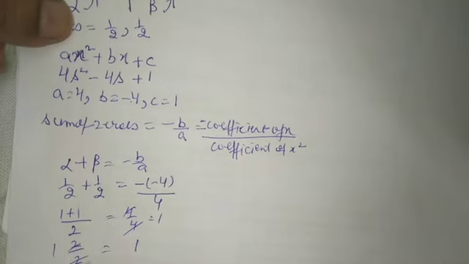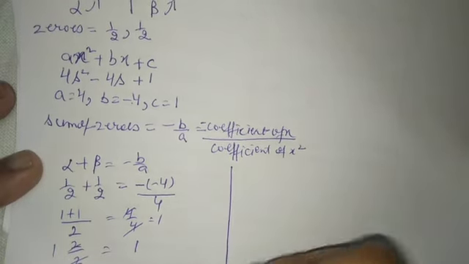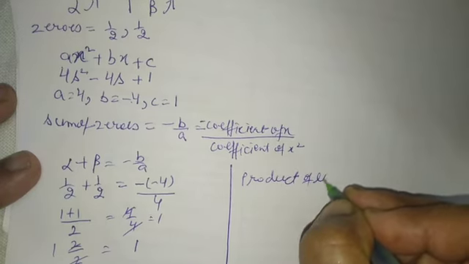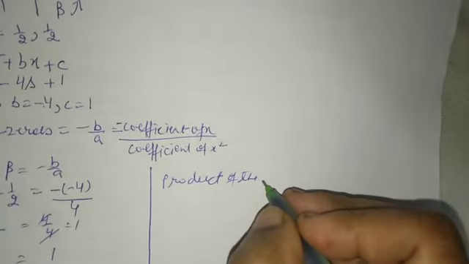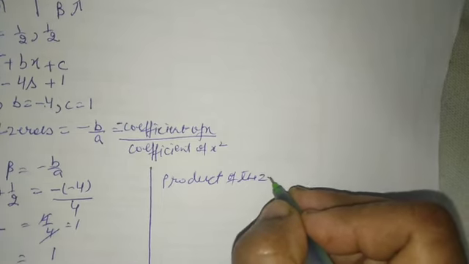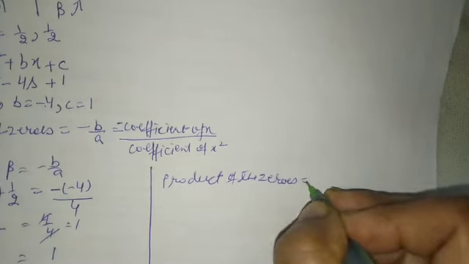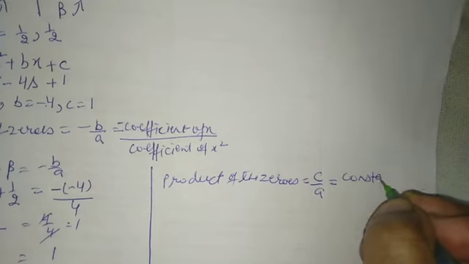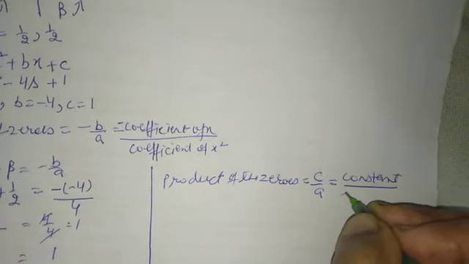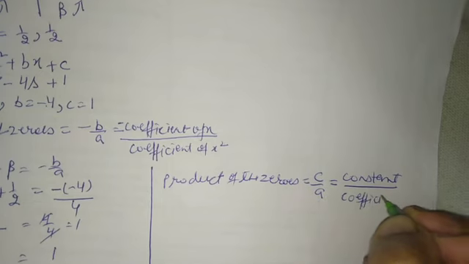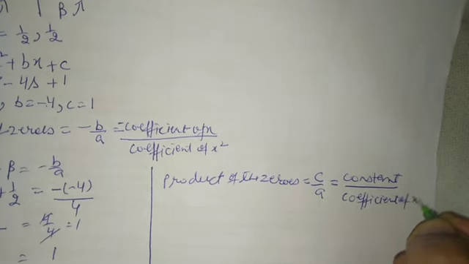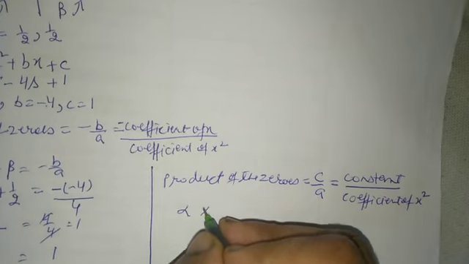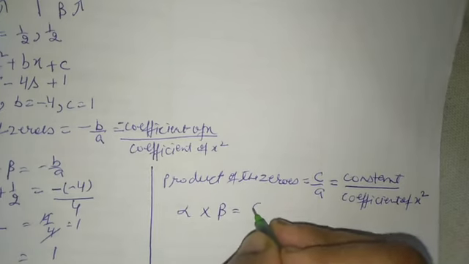Now let us find the product of the zeros of the polynomial. We know the product of zeros is equal to c by a. c is the constant term here and a is the coefficient of x square.